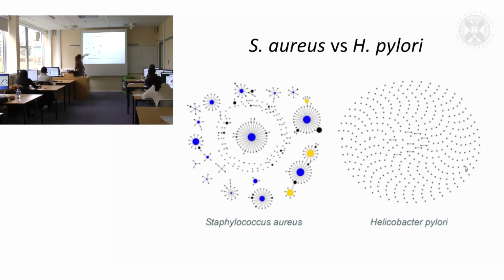So if you look at this one and you can see these big blobs, which means that I would say Staph aureus is quite clonal in that respect, because you're getting lots of the same sequence type. So you're getting lots of strains of bacteria that have similar allelic variants in their housekeeping genes.